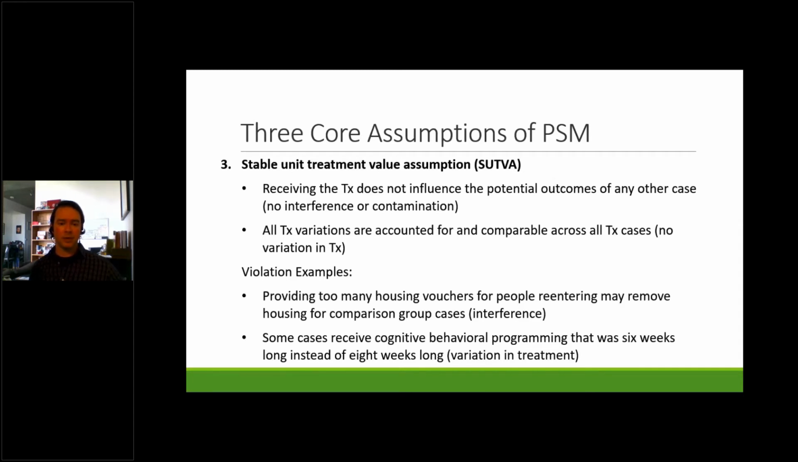Another example of a violation of SUTVA is how some cases receive cognitive behavioral programming that was 6 weeks long instead of the 8 weeks long. So that's the variation of the treatment that I just described.